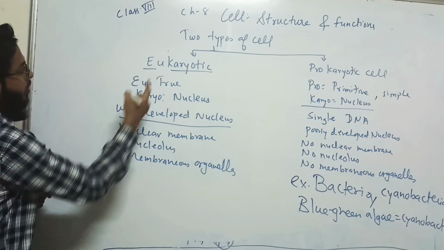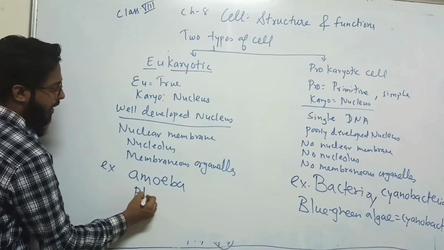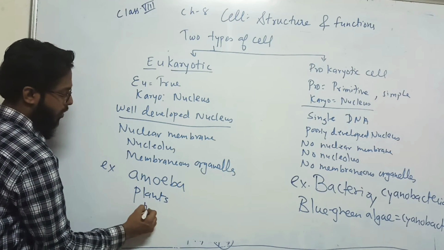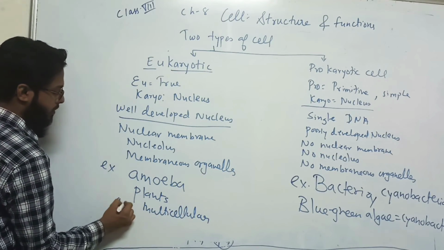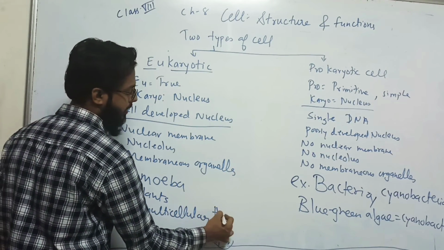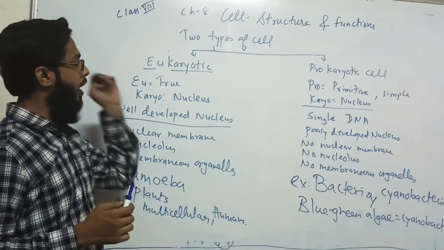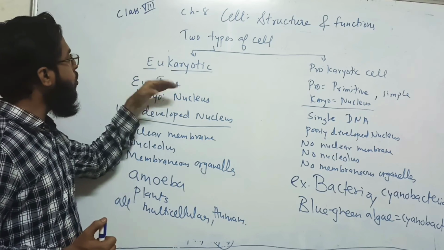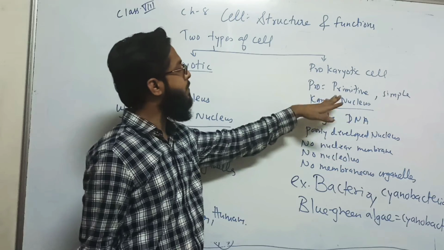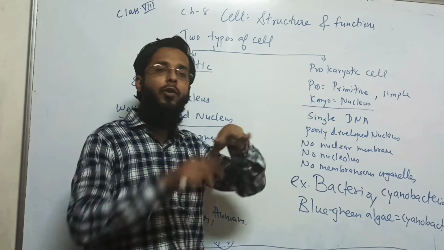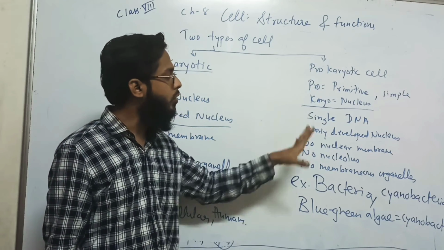In case of eukaryotic cells, even amoeba has eukaryotic cells. Plants, multicellular organisms, all multicellular organisms, like human beings, animals, have eukaryotic cells. So this was about eukaryotic and prokaryotic. Eu means true, well developed, and karyotic means nucleus. Pro means primitive simple nucleus. They don't have nuclear membrane, they just have DNA. That's called primitive nucleus.